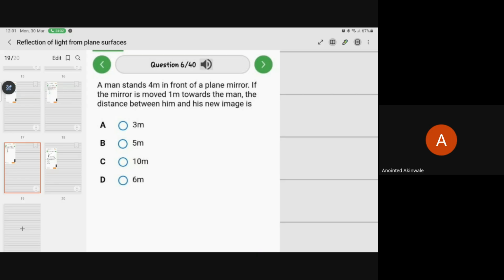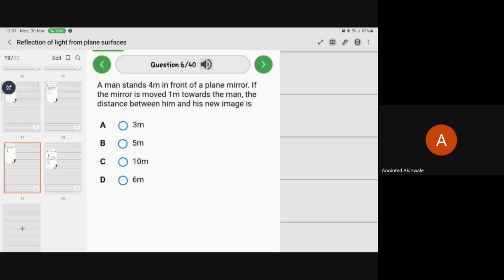Okay. So initially, the man is standing 4 meters in front of the plane mirror. So his mirror image is formed 4 meters behind the mirror. So the total distance between the man and this image is 8 meters.